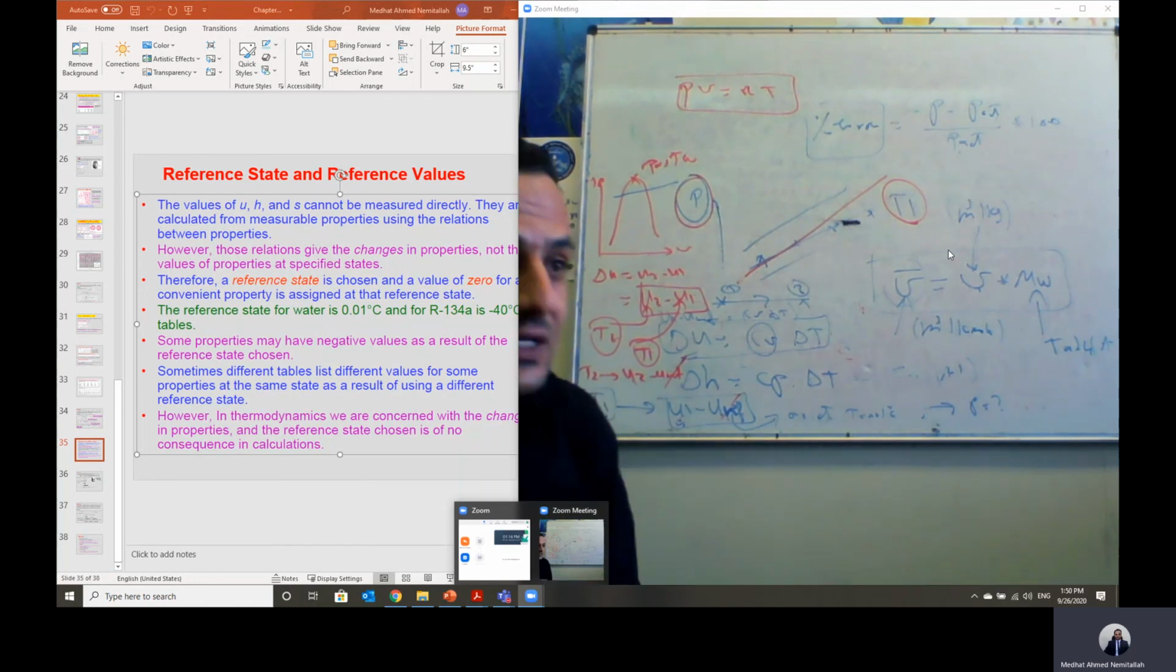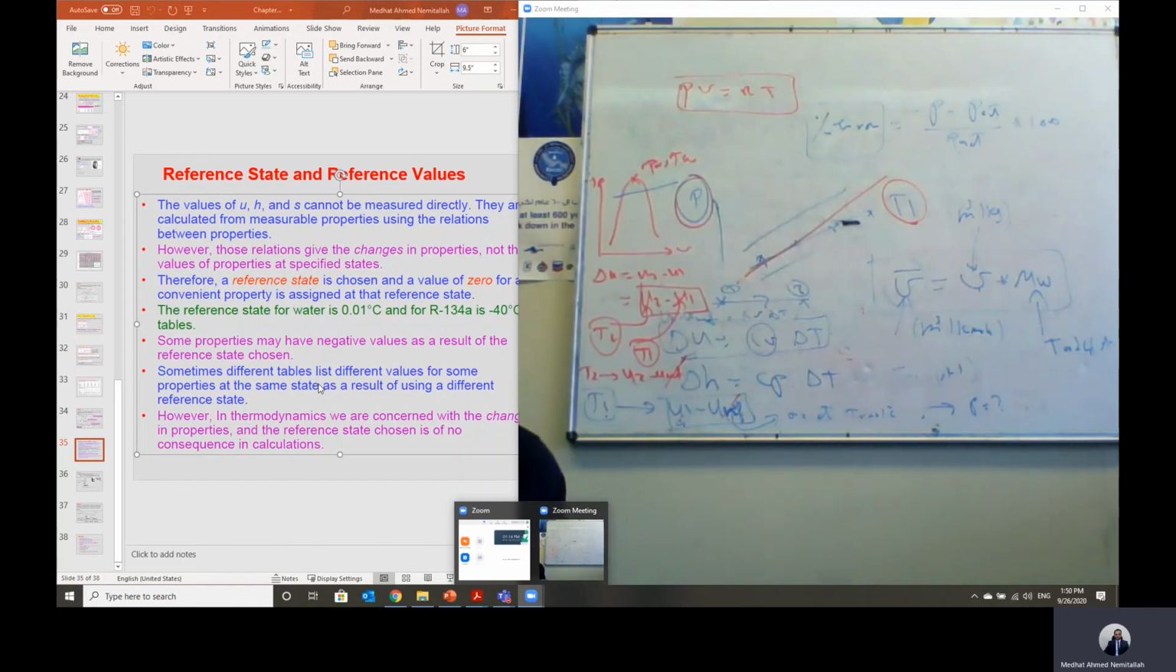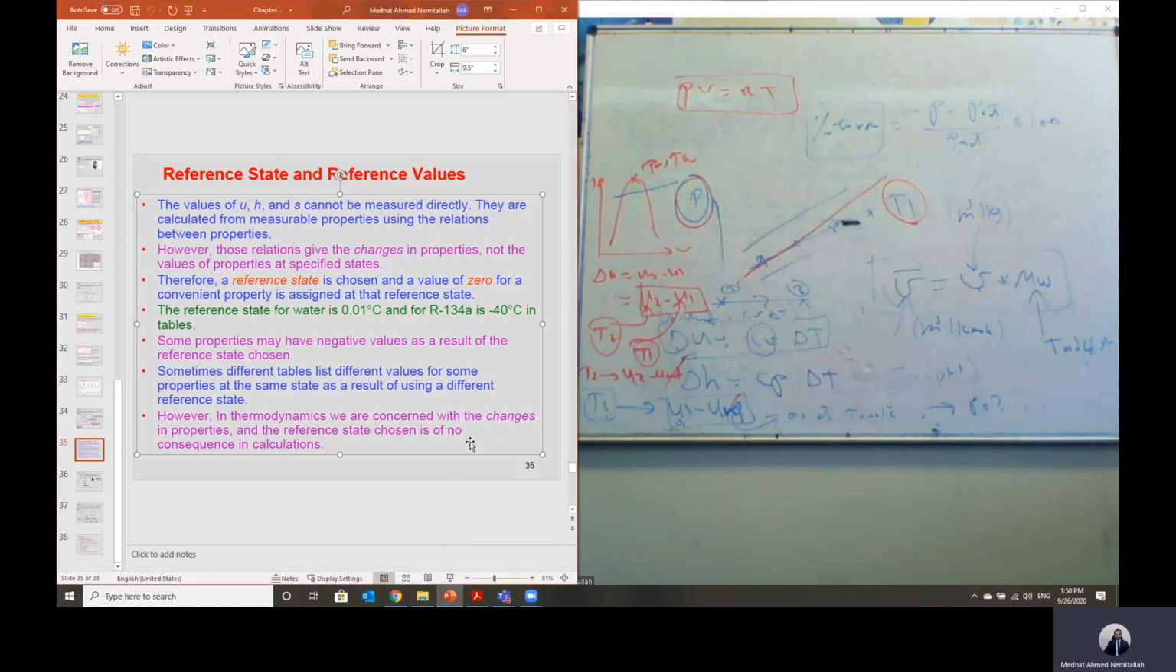Okay, that's why we may have different tables using different reference points, but when we calculate the difference delta U, it should not result in any difference, because the reference point U reference, when we subtract the two, will just disappear. Okay. This is what we are concerned about.